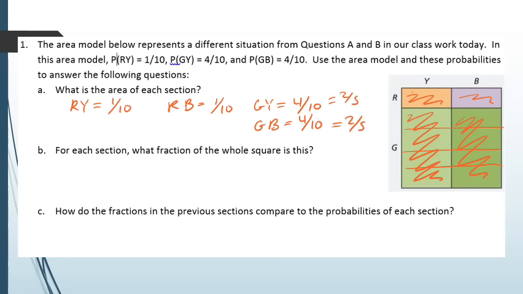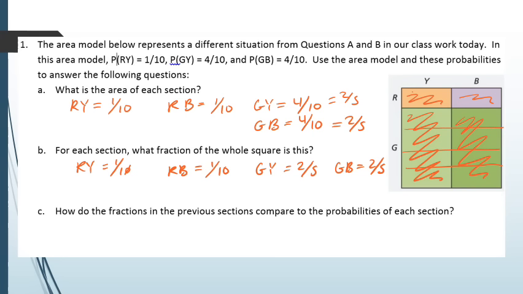For each section, what fraction of the whole square is this? Again, looking at what's up here, these are kind of repeating. Red yellow is 1/10. Red blue is 1/10. Green yellow is 2/5 of the whole square. And green blue is also 2/10 of the whole, or 2/5 of the whole square. So you'll notice these are matching in terms of the areas and the fractions.